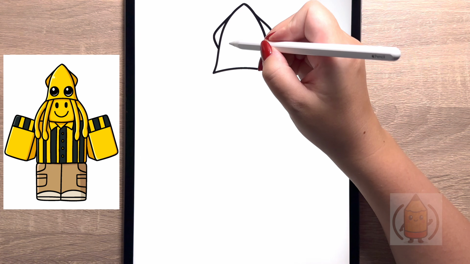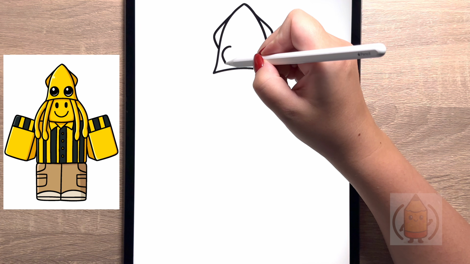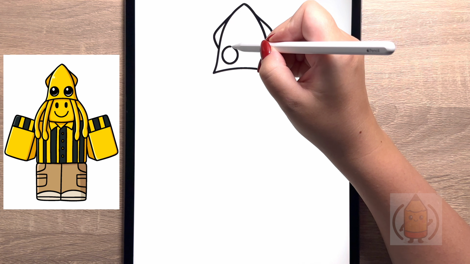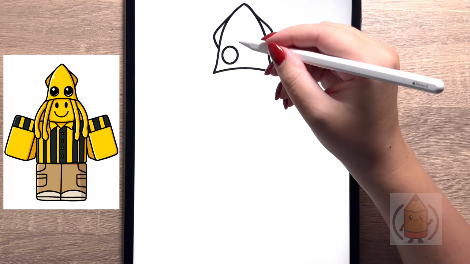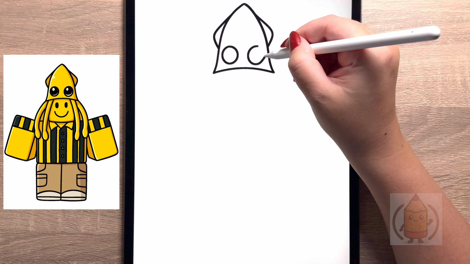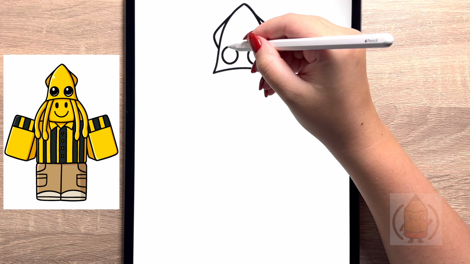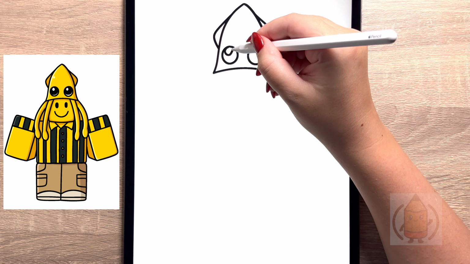Let's come down and draw in some eyes now. So on the left-hand side, we're going to draw in a nice big circle. We're going to leave a gap moving over on the right and replicating that. Let's move in. On the top corner, let's draw in another circle for the highlight.